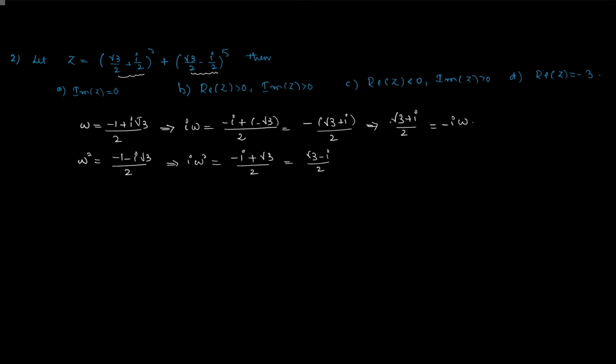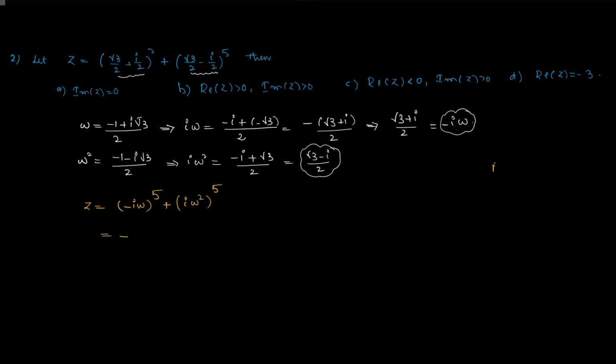Correct? So root 3 plus i by 2, what I can do? Root 3 plus i by 2, I can replace by minus i omega, and the root 3 minus i by 2, I can replace it by i omega square. So what will happen now? So z is equal to root 3 by 2 plus i by 2, nothing but what? Minus i omega to the power of 5, then plus root 3 by 2 minus i by 2 is i omega square to the power of 5. So which is minus i power 5.